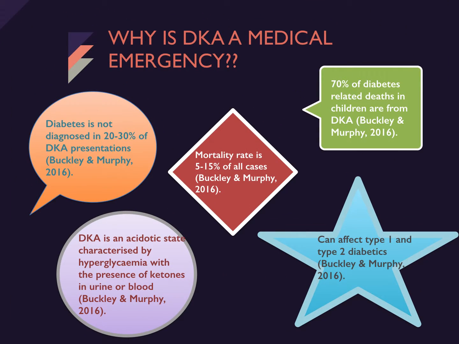Why is DKA a medical emergency? It's because diabetes is not diagnosed in 20 to 30% of all DKA presentations. The mortality rate is 5 to 15% of all cases. 70% of diabetes-related deaths in children are from DKA. It can affect type 1 and type 2 diabetes, and DKA is an acidotic state characterized by hyperglycemia with the presence of ketones in urine or blood.